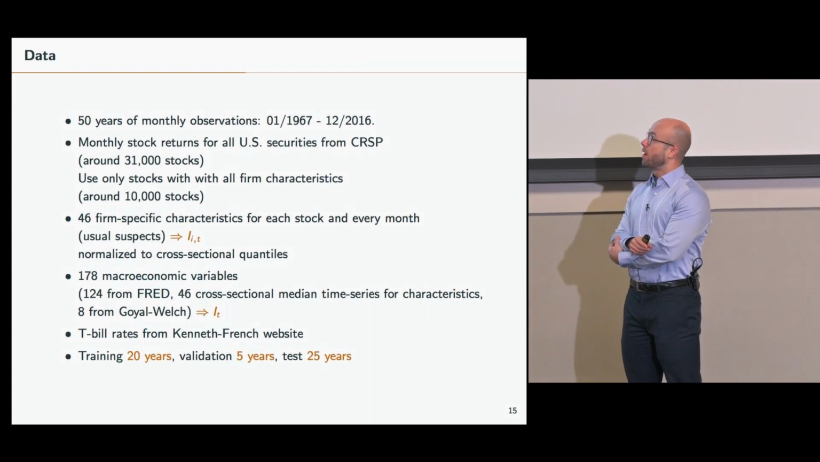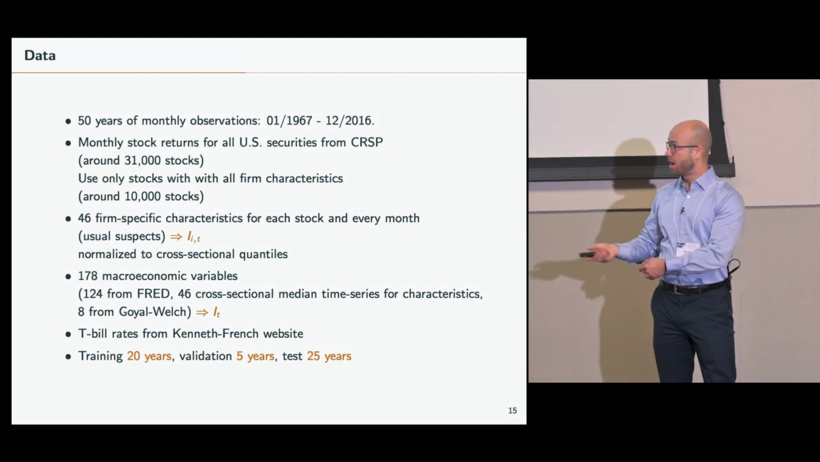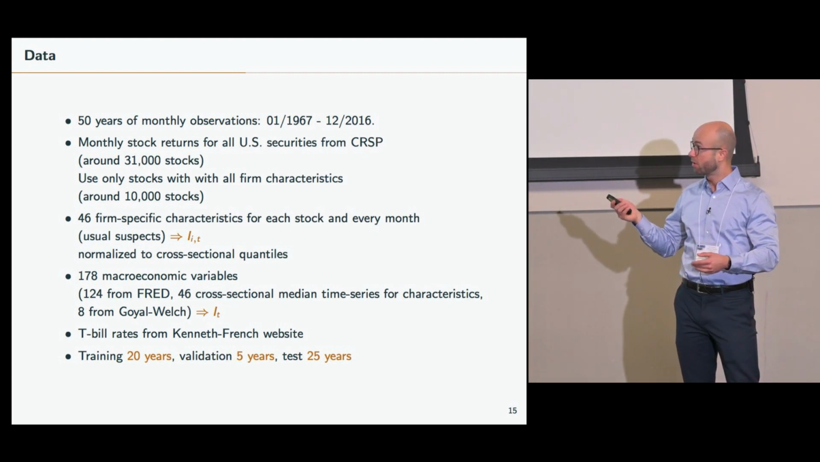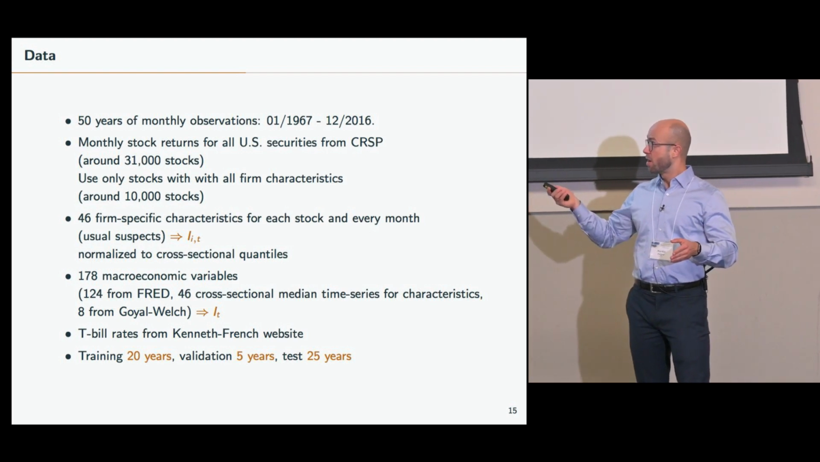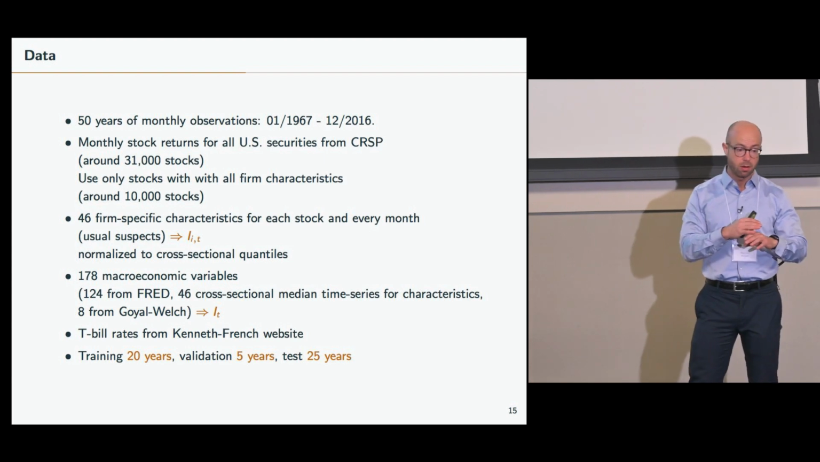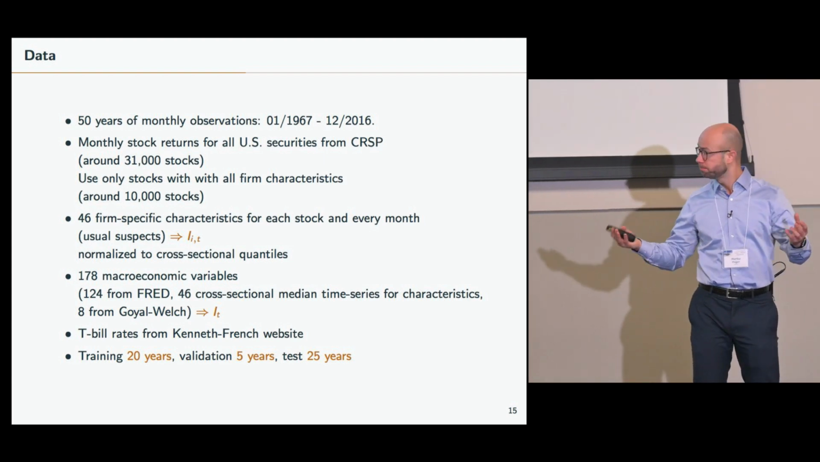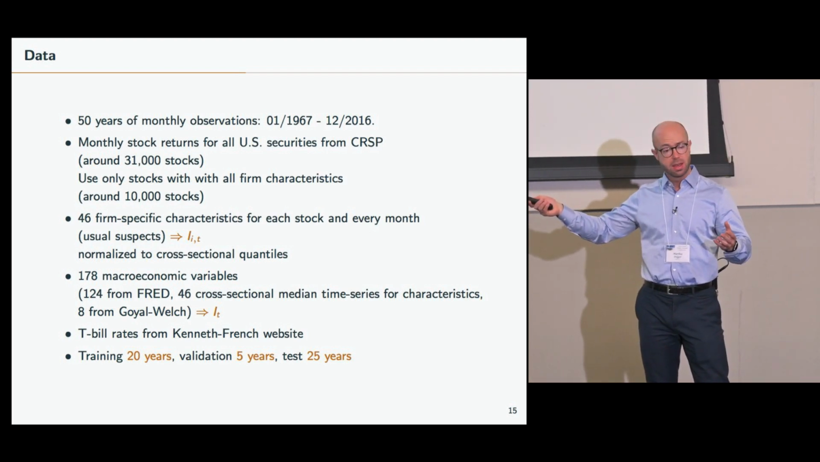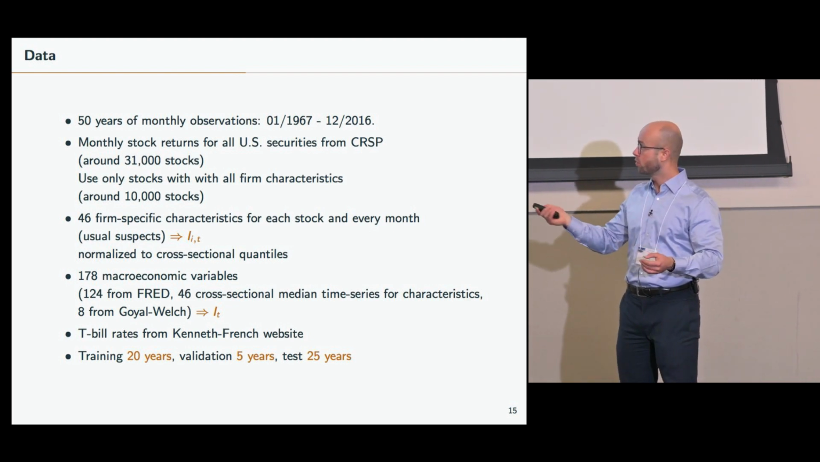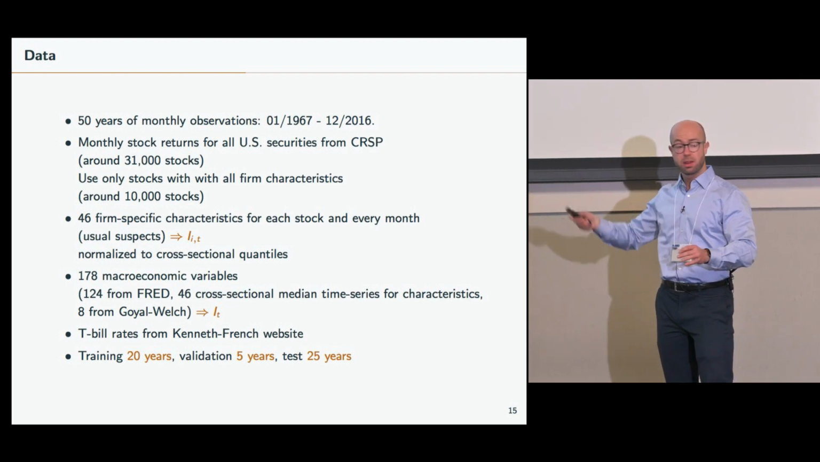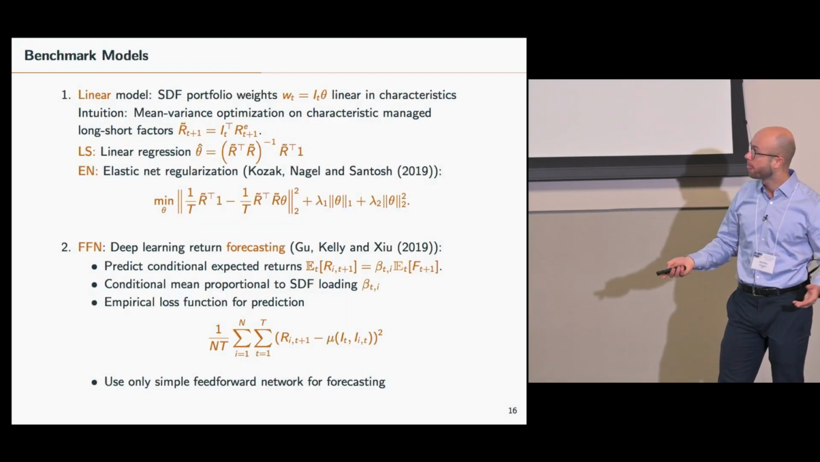So let's come to the empirical part. We have 50 years of monthly stock returns, all stocks from CRSP, combined with a large number of firm characteristics, all the usual suspects, normalized into quantiles. 178 macroeconomic variables. I think all that have been studied in the literature are included here. So we have a very rich data set. And we will use 20 years to estimate our SDF. There are a number of hyperparameters or tuning parameters that we're going to pick on a validation data set. We have 25 years completely out of sample, no re-estimation. We're just evaluating our model.